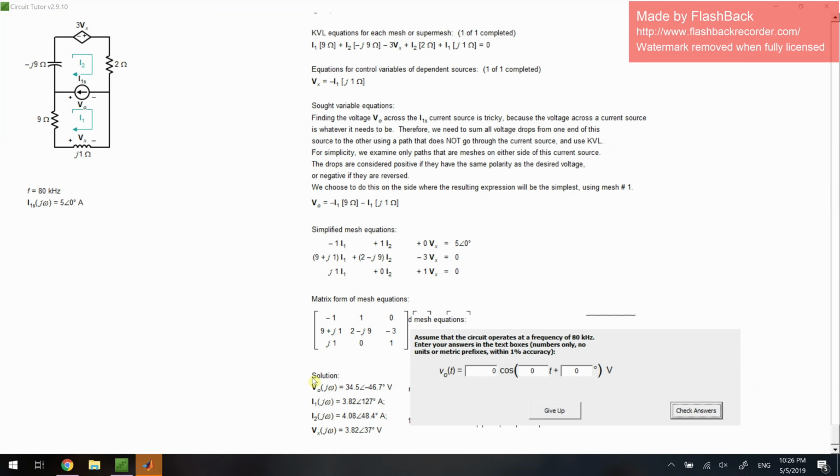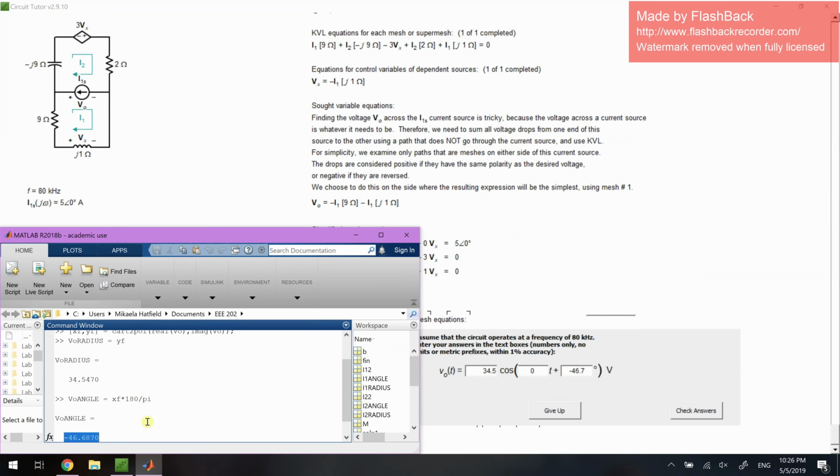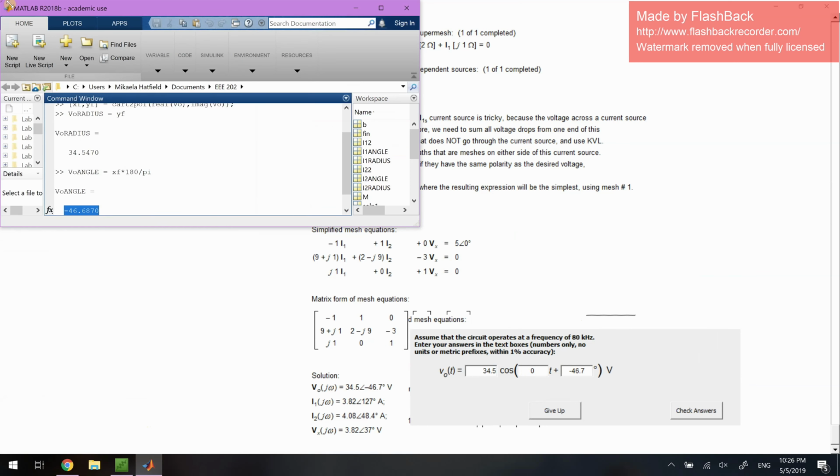So the radius of the frequency domain becomes the amplitude of the time domain. And then the angle of the frequency domain becomes the lead or lag of the time domain. And it tells us that the frequency is 80 kilohertz. Now, in the time domain, we actually need angular frequency, not normal frequency. So the formula for that is that angular frequency equals 2 pi times frequency.